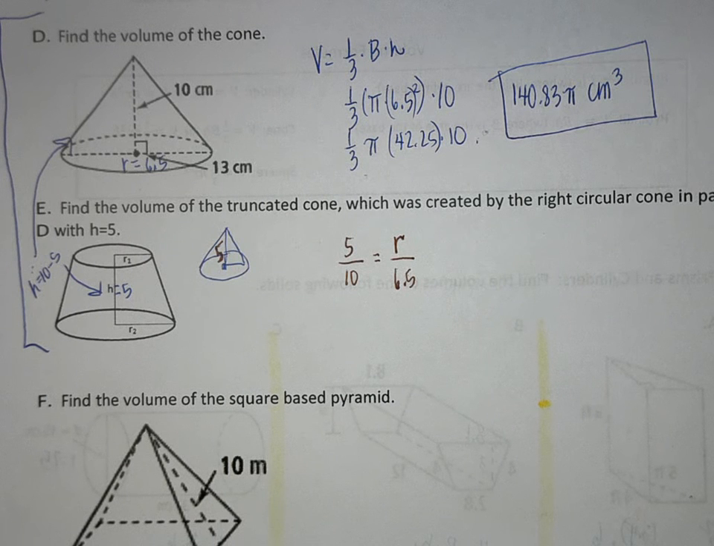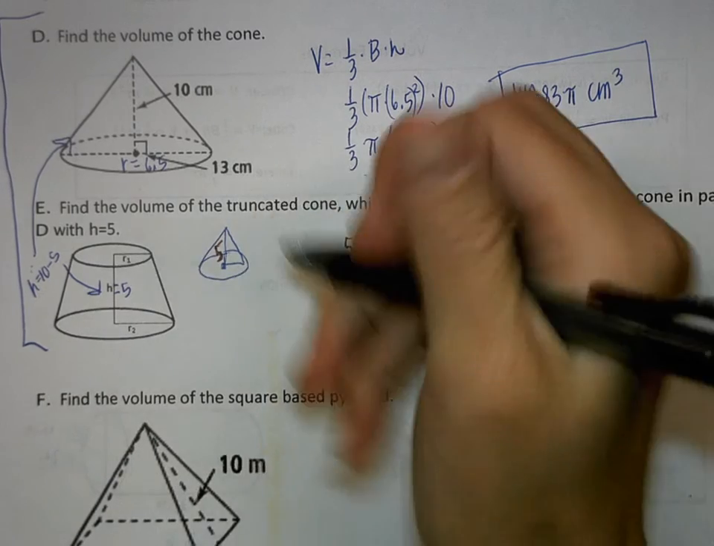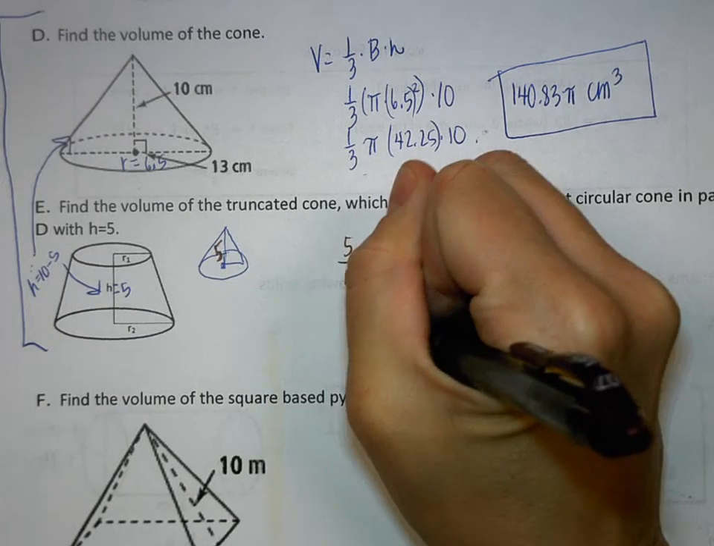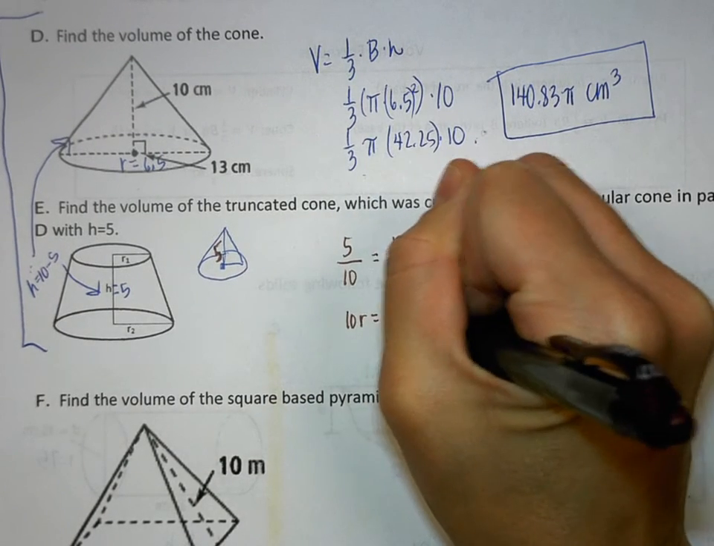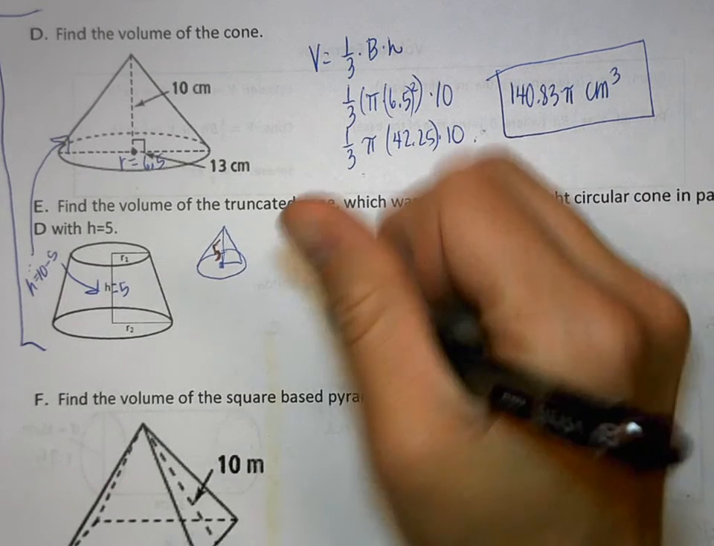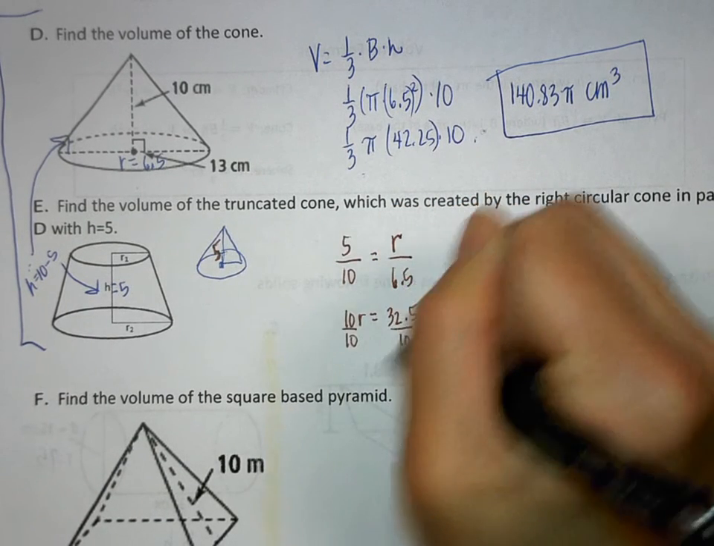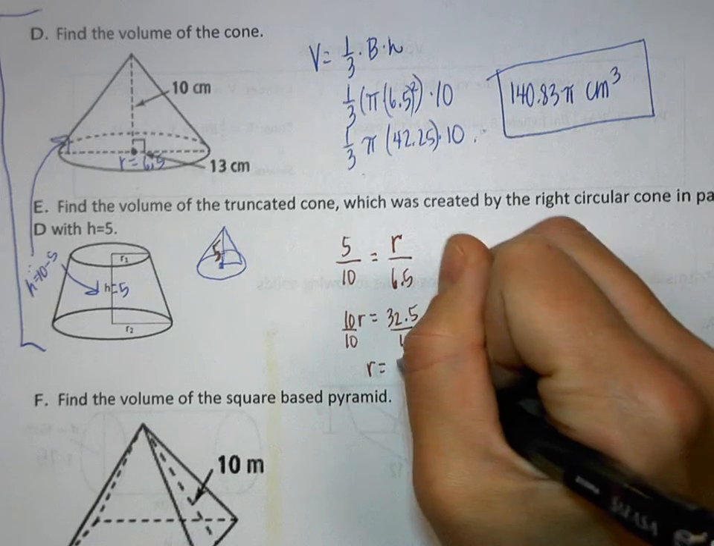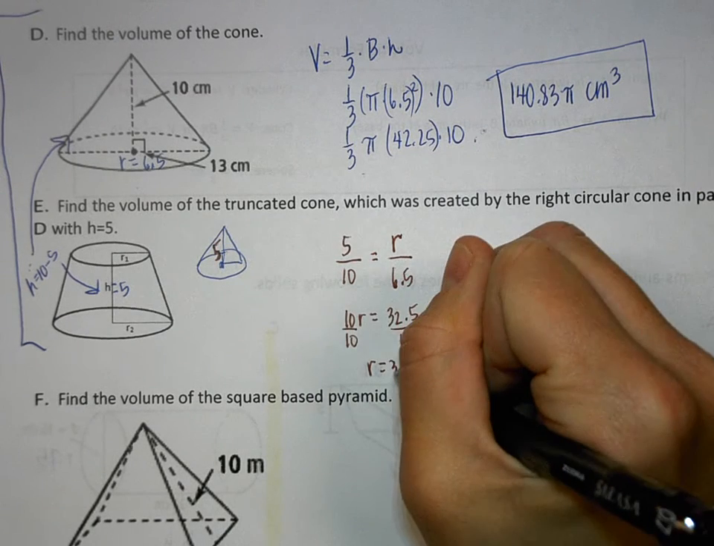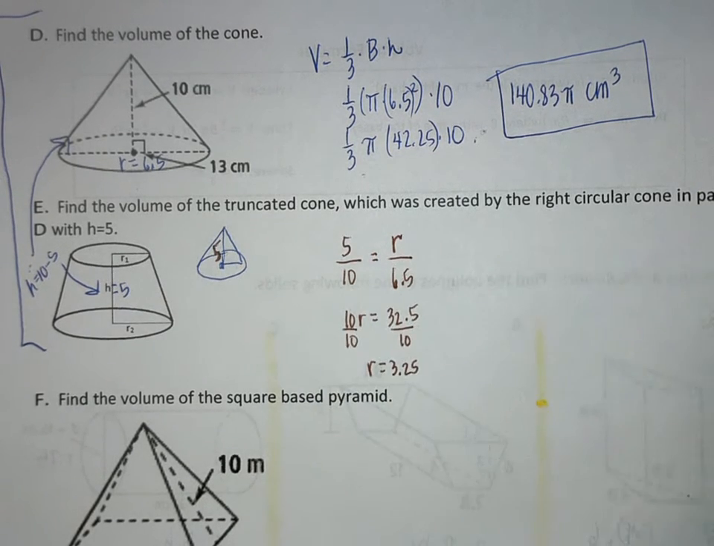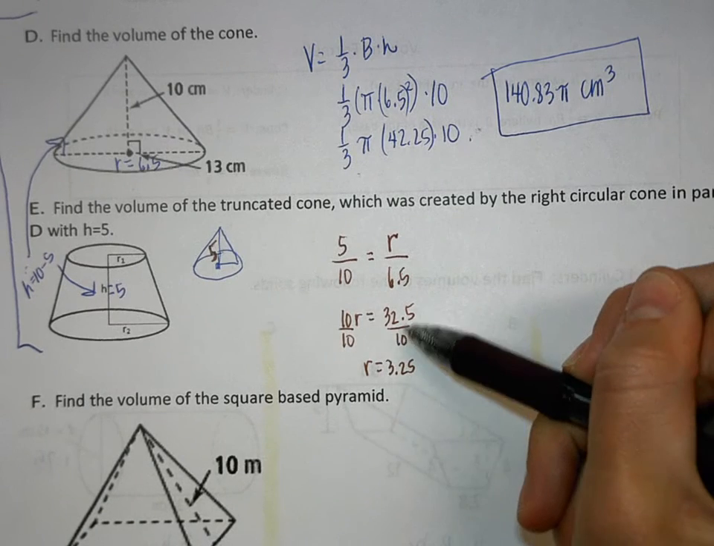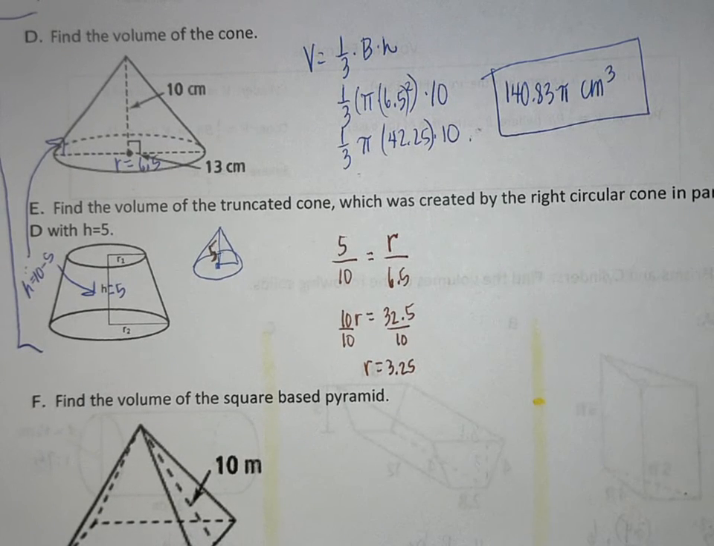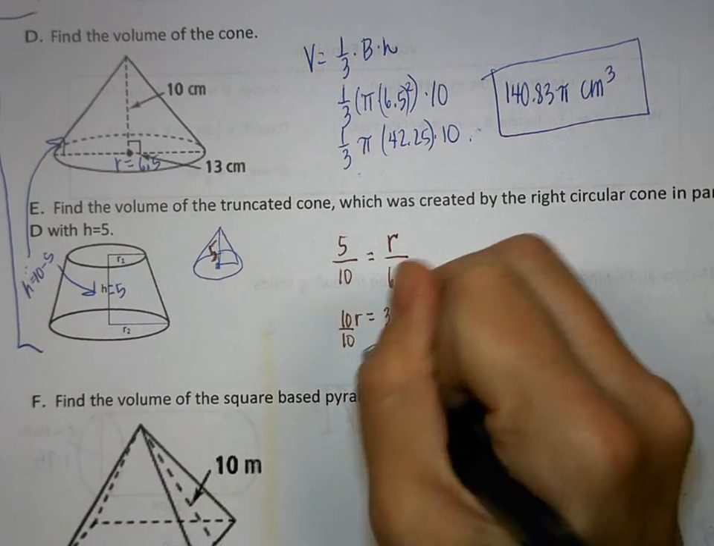And so how would I end up solving this? Cross multiply. Okay? And so in your calculators, you can type 5 times 6.5. And we have 10R equals, good, 32.5. And then to solve for R, we divide by 10 to both sides. And we find that R equals 3.25. Good, 3.25. And when you're dividing by 10, you can really just move that decimal one place to the left, right? Okay, so my R is 3.25.